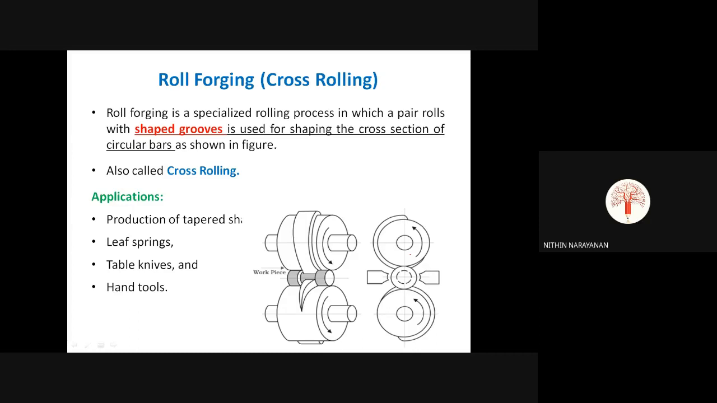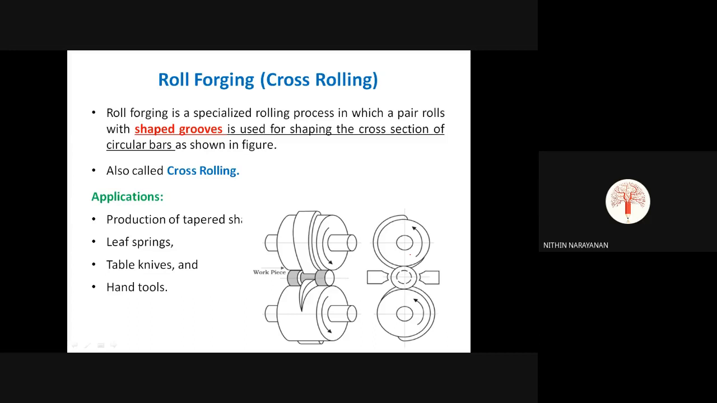So in roll forging, it is a specialized rolling process in which a pair of rolls with shaped grooves is used for shaping the cross section of circular bars, as shown in the figure. It is also called cross rolling, and is used in the production of tapered shafts, leaf springs, table knives, and hand tools.